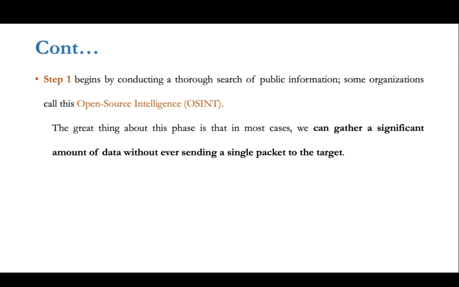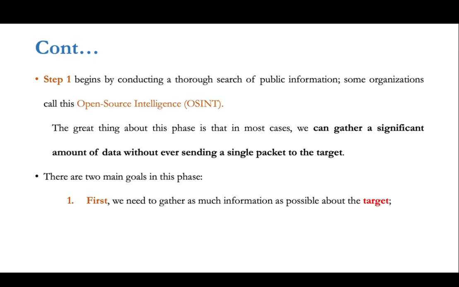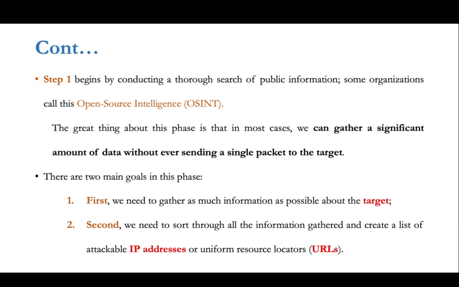There are two main goals in the reconnaissance phase. The first one is we need to gather as much information as possible about the target. And second, we need to sort through all the information gathered and create a list of attackable IP addresses or uniform resource locators, that is URLs. In this session, we are mainly going to talk about gathering the information.